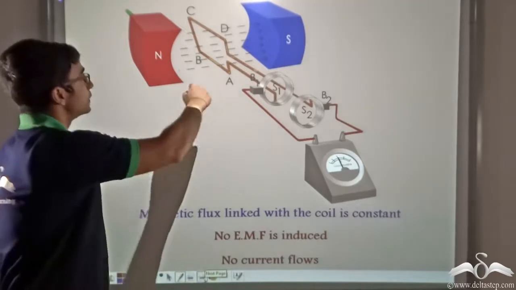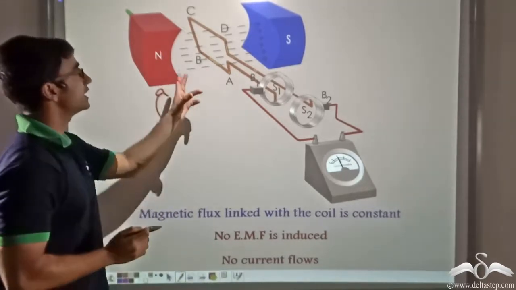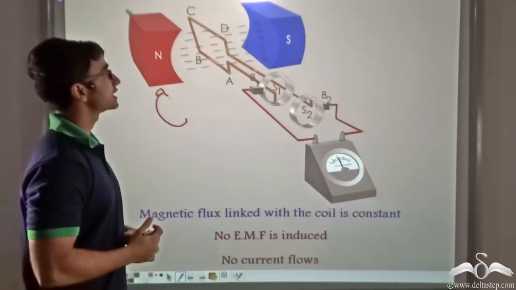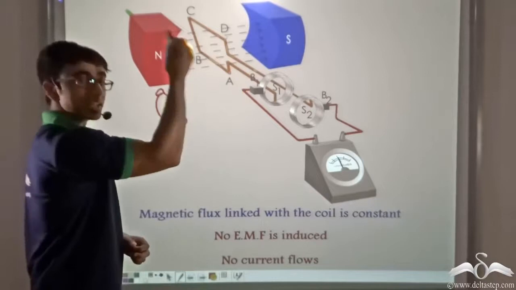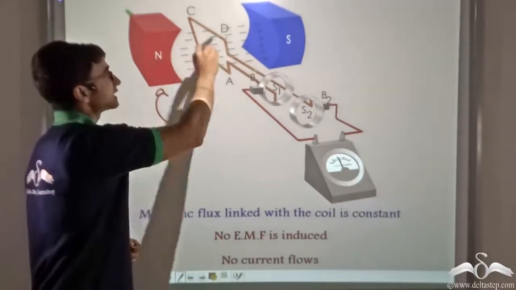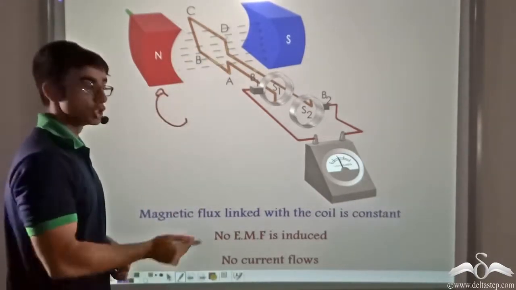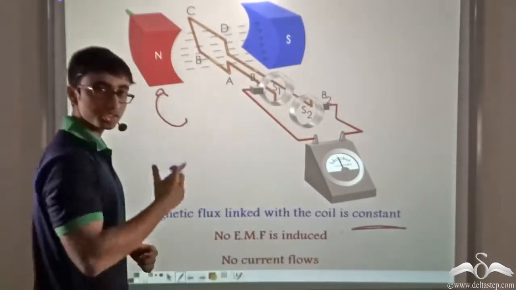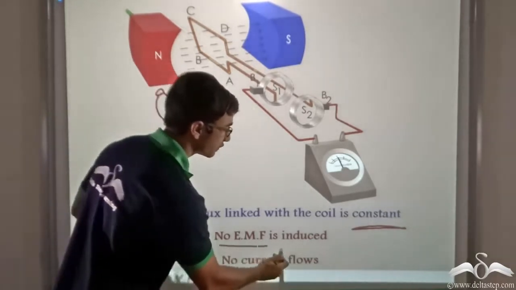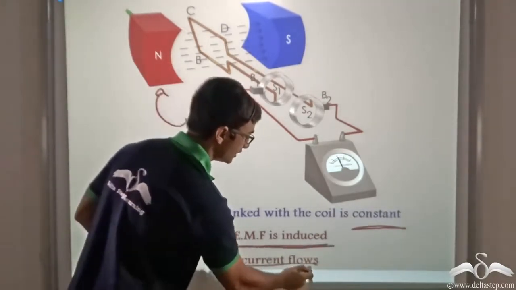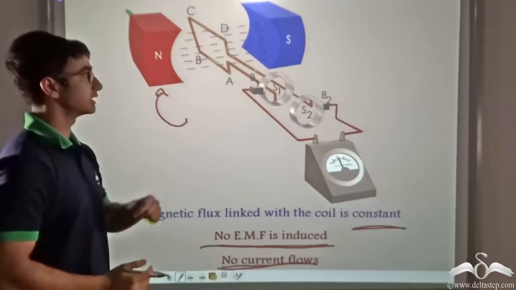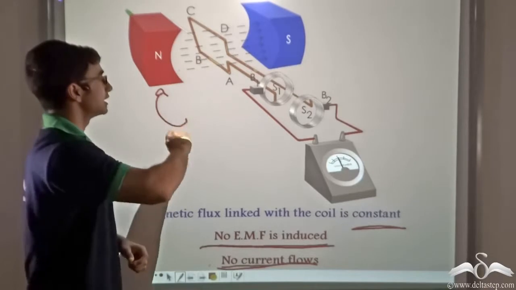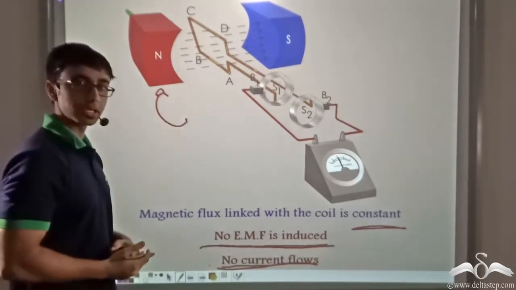Now since we keep rotating the coil, we attain this configuration again. Over here, as you can see, the coil has reached the initial position where all 6 magnetic field lines pass through the coil. So again we can say that magnetic flux linked with the coil becomes constant. So no EMF is induced and no current flows through the circuit. So in this manner we have completed one entire rotation in the clockwise direction of the coil.